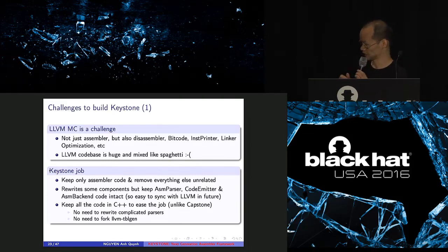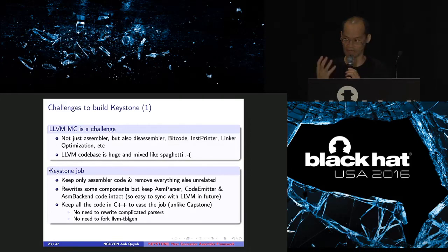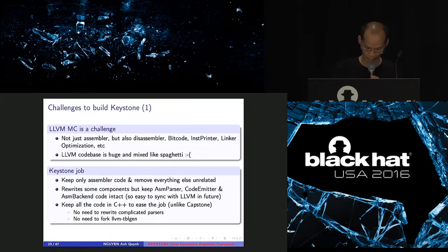So what I had to do is spend a lot of time to read the source code of LLVM and take only the assembler out, and I remove everything else I don't need. This is the first step. I keep only the parser, code emitter, and ARM backend for the linker, and I tried not to change those components and rewrite some things, rewrite other things for these issues.